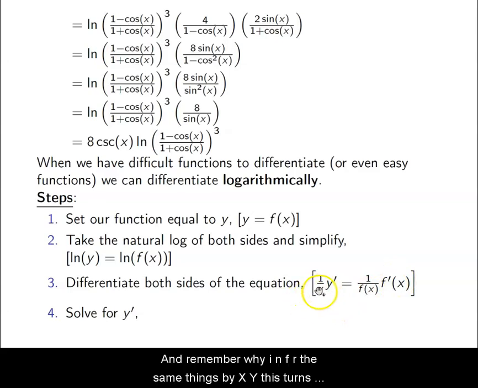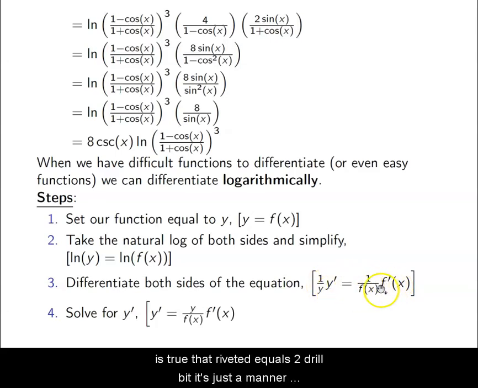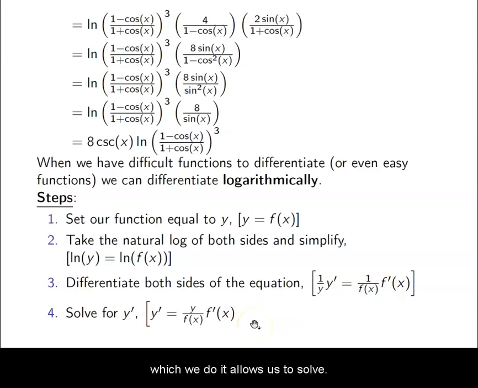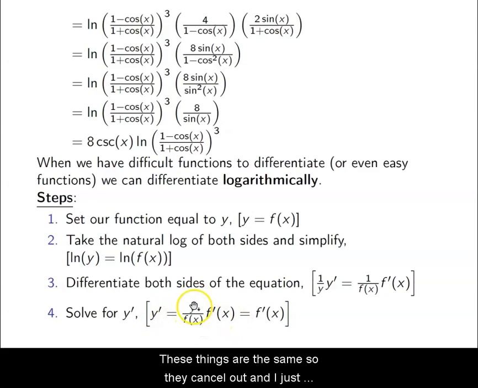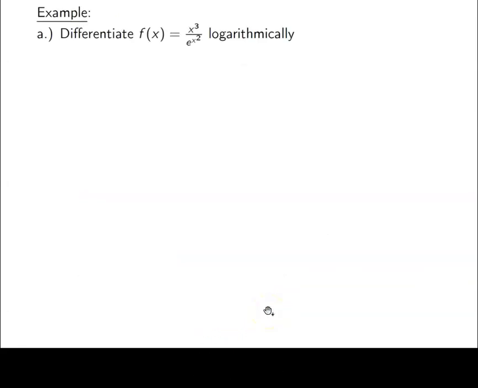And remember, y and f are the same thing. So if I multiply by y, this turns into y prime. This does not turn into y over f of x is f prime of x. It ends up being y prime equals f prime of x, which is true. The derivative equals the derivative. It's just the manner in which we do it allows us to solve what I have. So these things are the same, so they cancel out, and I just have my derivative. So let's do an example.